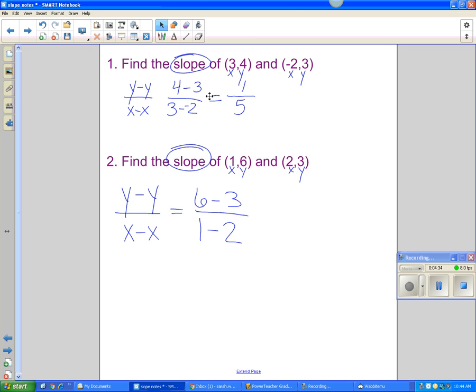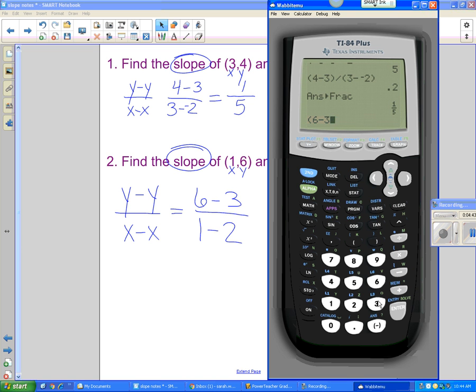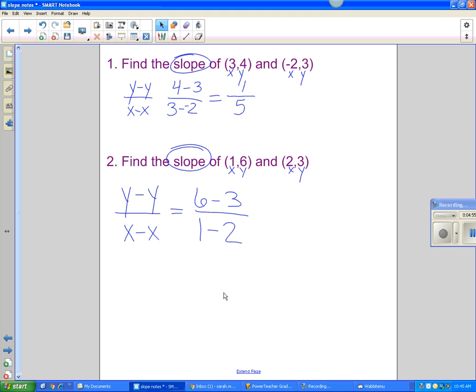If you choose to put it in your calculator, you need to put parentheses 6 minus 3 parentheses divided by parentheses 1 minus 2 and press enter. And so the calculator gives you the answer. If you want to do it without a calculator, what is 6 minus 3? What is 1 minus 2? You would have to do one more step. What is 3 divided by negative 1? Negative 3. You may use your head or the calculator.